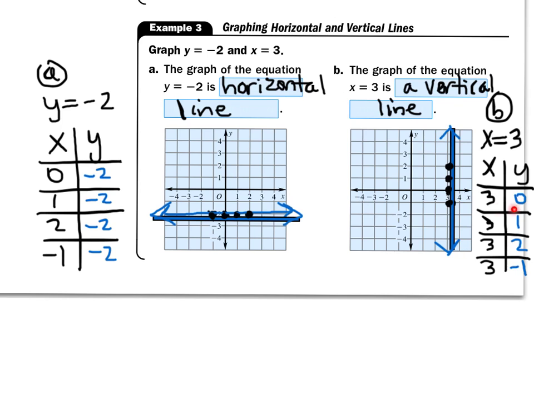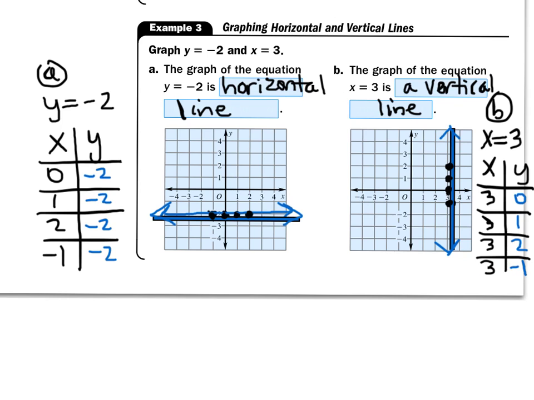And now you graph these ordered pairs. So 3, comma 0. Start at the origin. The 3 tells me to go to the right 3, and 0 says don't go up or down. Put the dot. Okay, 3, comma 1. Start at the origin, go to the right 3, and then go up 1 and put a dot. 3, comma 2. Start at the origin, go to the right 3, and up 2 and put a dot.